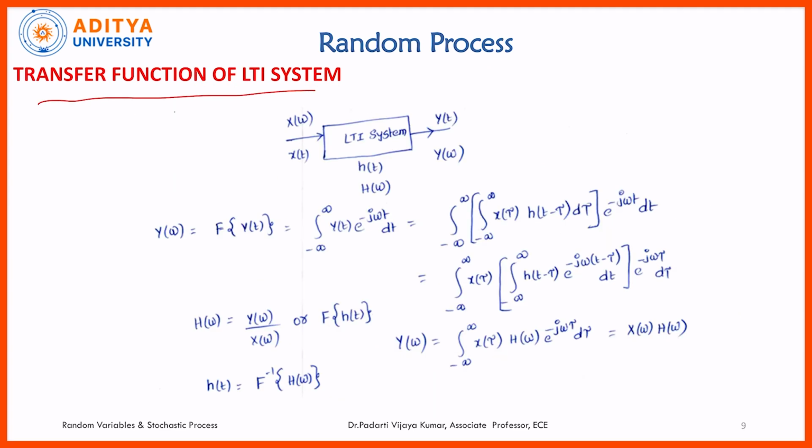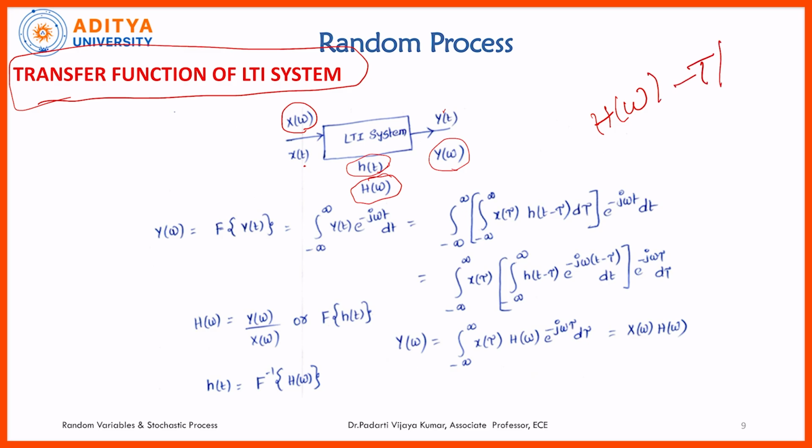Next, one more thing which will be useful: transfer function. X of t is the input, y of t is the output, X of omega is the frequency domain input, Y of omega is the frequency domain output, h of t is the system impulse response, and H of omega is nothing but the transfer function.